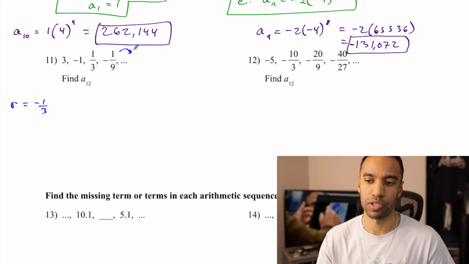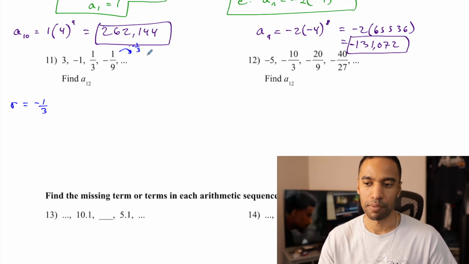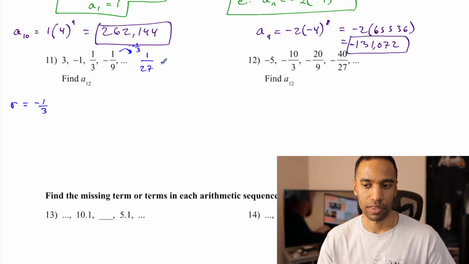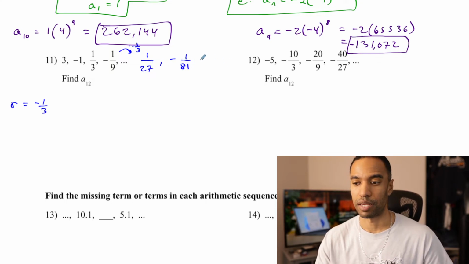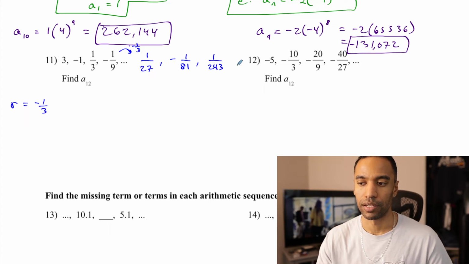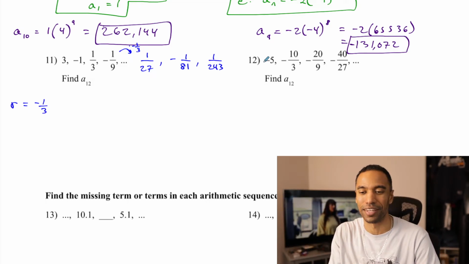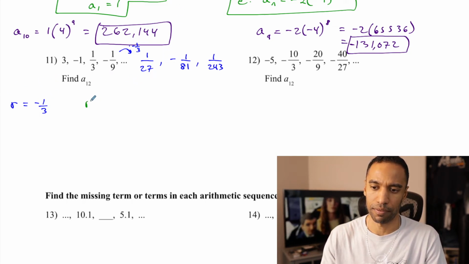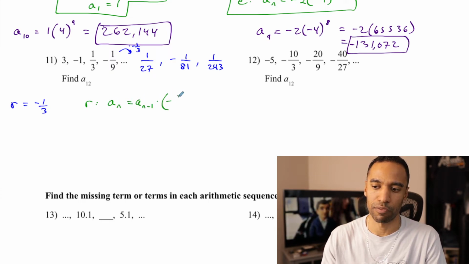So if we want to find the next 3 terms, we multiply by negative 1/3. That means the sign changes to positive. 1 times 1 is 1, and over 9 times 3 is 27. So 1/27. Times negative 1/3 is negative 1 over 81. That's 27 times 3. And then times negative 1/3 is a positive 1 over 243. So those are your next 3 terms in that sequence as we divide by negative 3, but multiply by negative 1/3. There's that. The recursive formula: a sub n is a sub n minus 1 times negative 1/3.